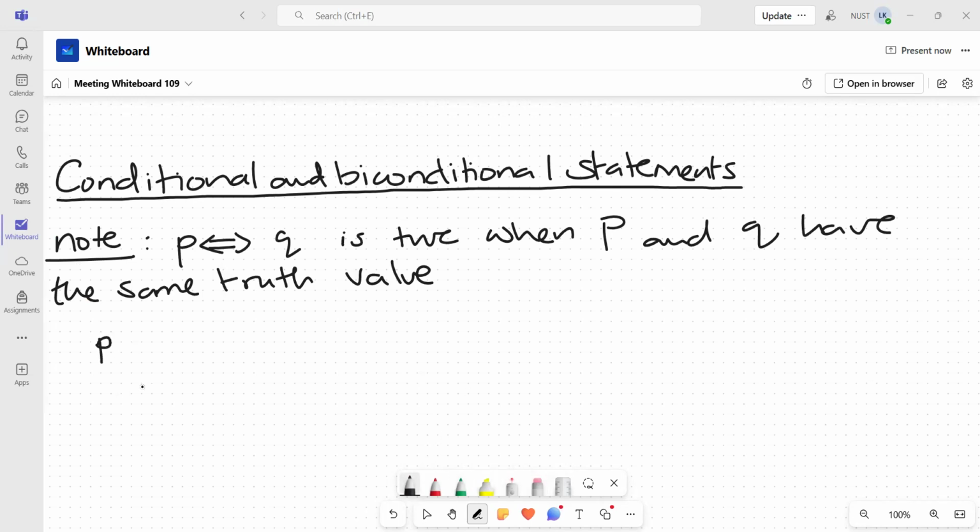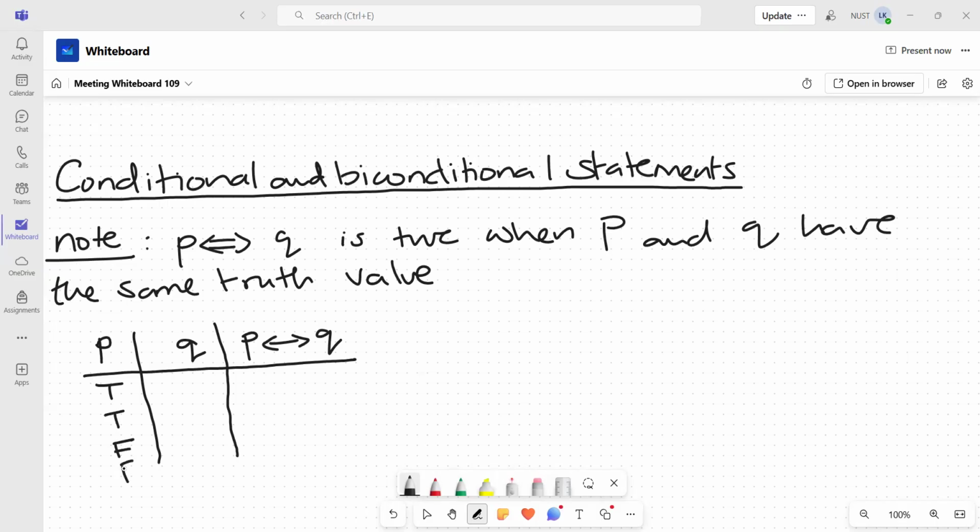We have P, Q, and then P if and only if Q. So this can be true, it can be false, and this can be true, false, true, and false. So if we look at the statement we have here, it is true when they have the same truth value, and then it is false otherwise.